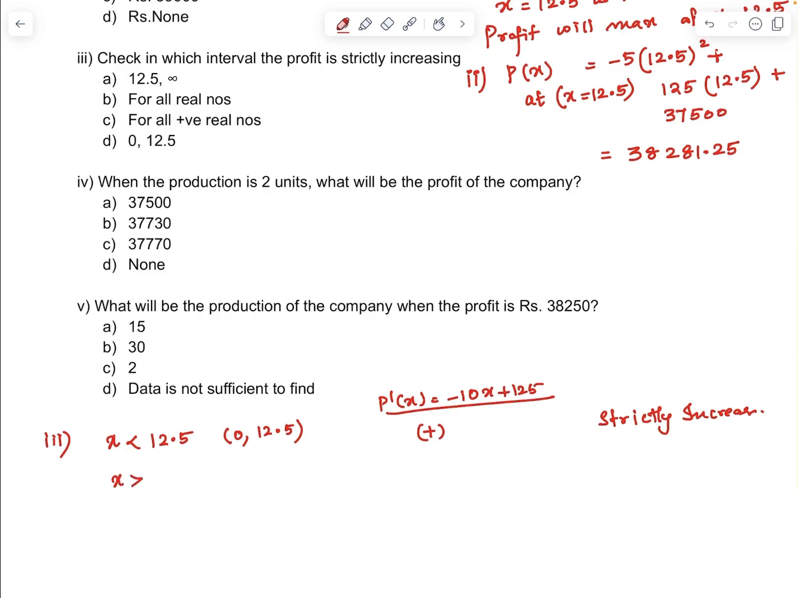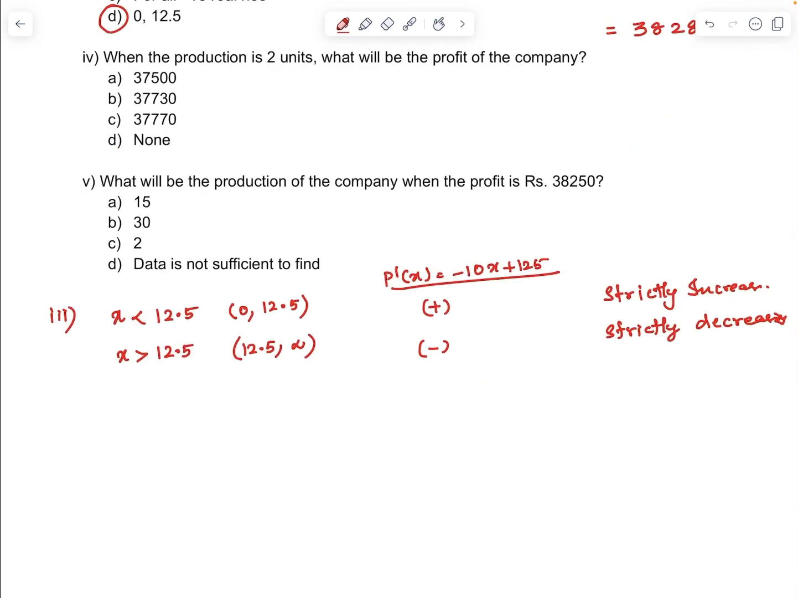Second case is when x is greater than 12.5, that is 12.5 comma infinity. Again, let's choose one value within this range, say 13, and substitute that in the p dash of x. It returns a negative value, which means the function is strictly decreasing. So the question is asking in which interval the profit is strictly increasing. It increases in 0, 12.5, so the option is D.